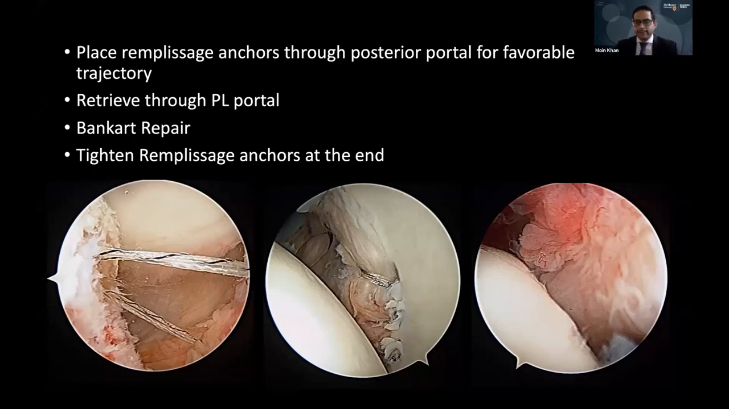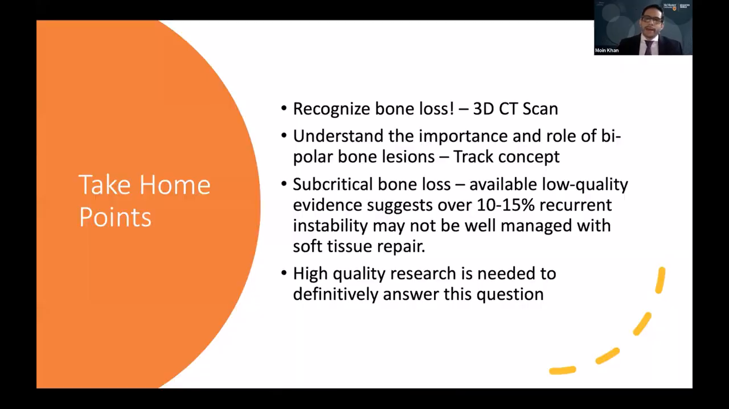So just to end off, I think some take-home points from this talk. The first one is really recognize glenoid bone loss and bone loss in general, bipolar bone loss. So the 3D CT scan is your friend. It's important to understand the importance and the role of bipolar lesions and really have a good understanding of the track concept and apply it to your patient care.